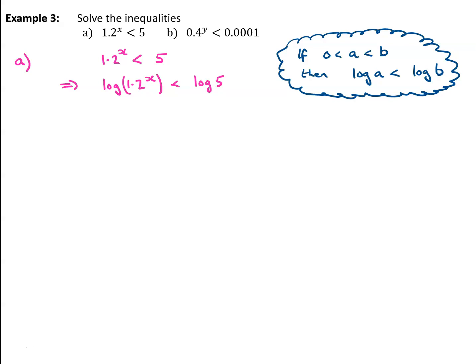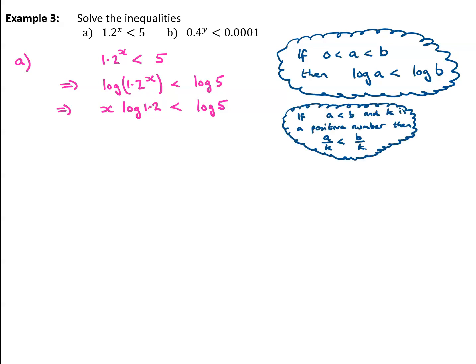But one of my basic rules of logarithms said that the logarithm of 1.2 to the power x is going to be the same thing as x times the logarithm of 1.2. So I've got x times the logarithm of 1.2 must be smaller than the logarithm of 5. If a and b are two numbers with a smaller than b and k is a positive number, then I know that a divided by k is smaller than b divided by k.